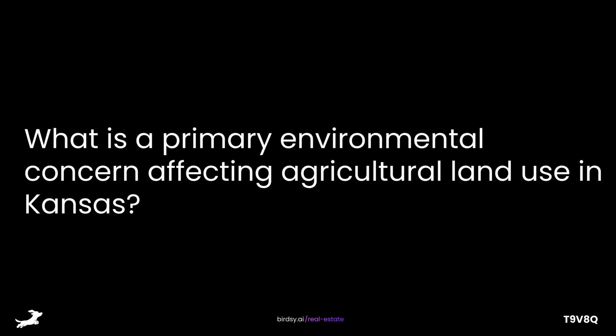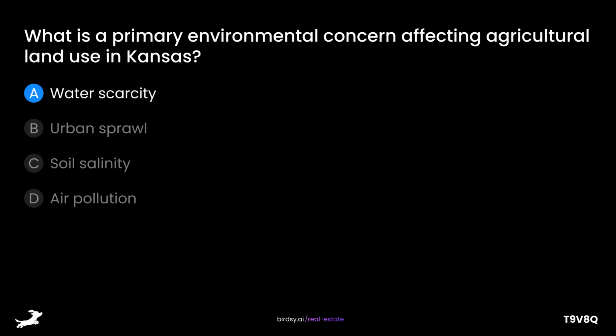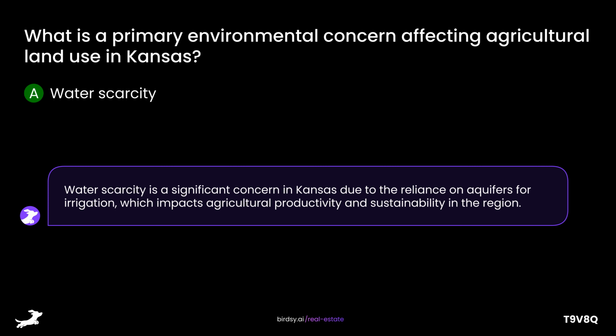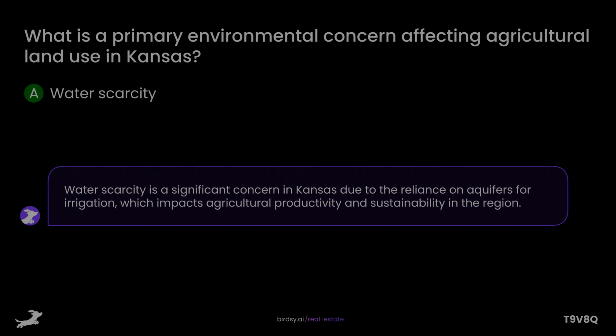What is a primary environmental concern affecting agricultural land use in Kansas? Is it A, water scarcity, B, urban sprawl, C, soil salinity, or D, air pollution? The answer is A, water scarcity. Water scarcity is a significant concern in Kansas due to the reliance on aquifers for irrigation, which impacts agricultural productivity and sustainability in the region.